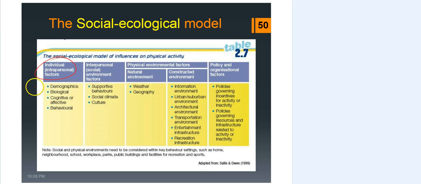we first of all have the individual. So this is looking at statistics, biological, so what genes do they bring into the equation, and then we look at cognitive or behavioural. So cognitive is looking at knowledge, behavioural is looking at their actions.